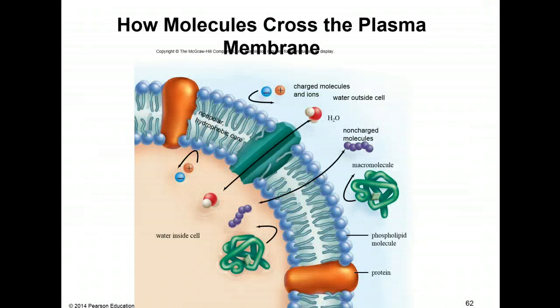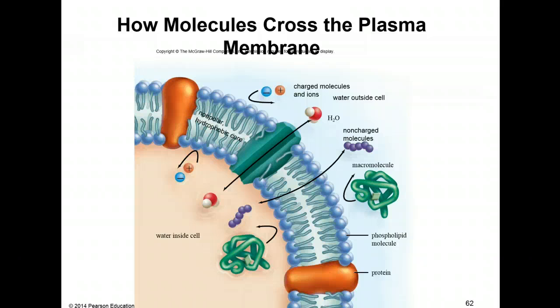This slide is showing another view of the phospholipid bilayer with its embedded glycoproteins. It's also showing the types of molecules that can enter the cell and which ones cannot enter without assistance. Small charged molecules and ions typically cannot pass through the phospholipid bilayer without assistance.